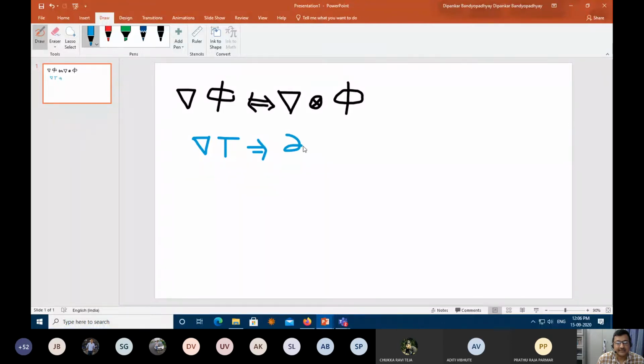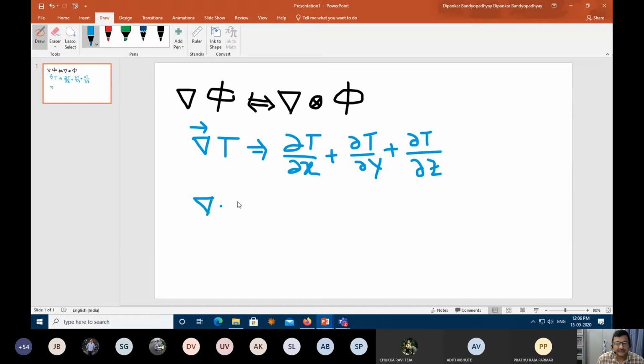I know that this is del x of T, plus del y of T, and then we have del z of T. So gradient of T means, so this is a vector. Why? Because this gradient operator is a vector, but T is a scalar. Now suppose I take a dot product, suppose I take the divergence of the gradient of T. So what is this vector?